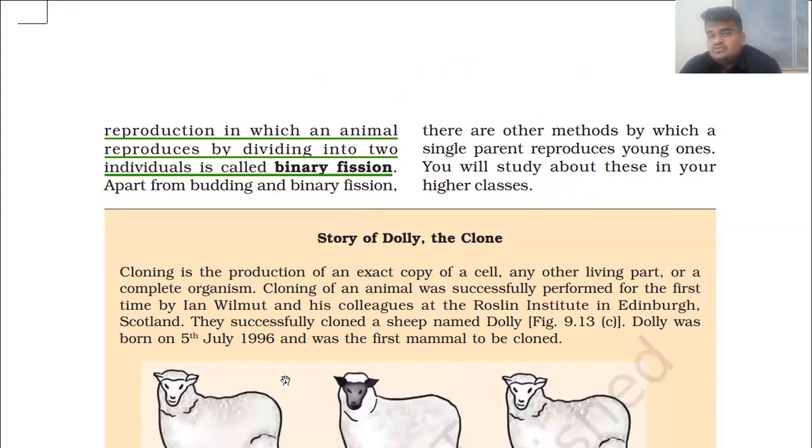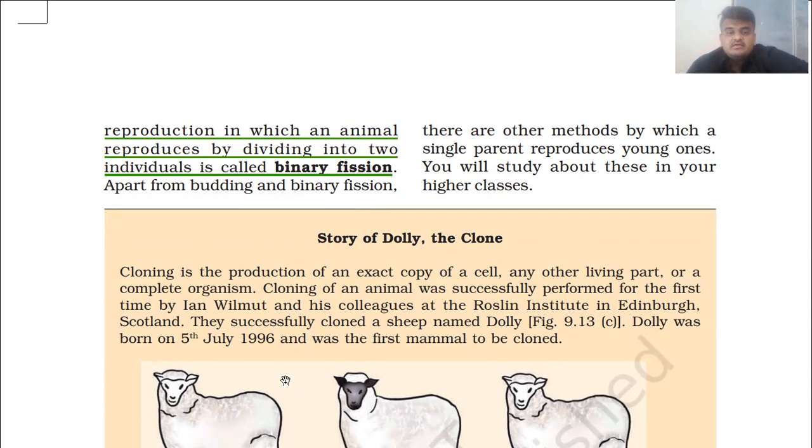So the main thing we have studied is asexual reproduction. You may think that budding is the only type of asexual reproduction, but apart from budding and binary fission, there are other methods by which a single parent reproduces young ones. You will study about these in your higher classes. So you are given only the basics of asexual reproduction.